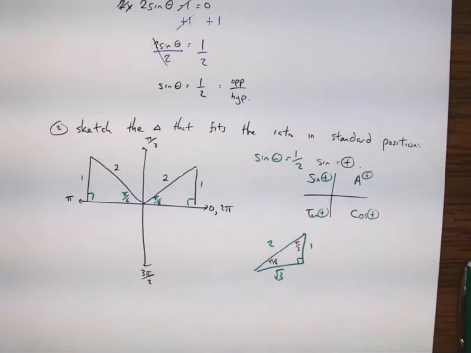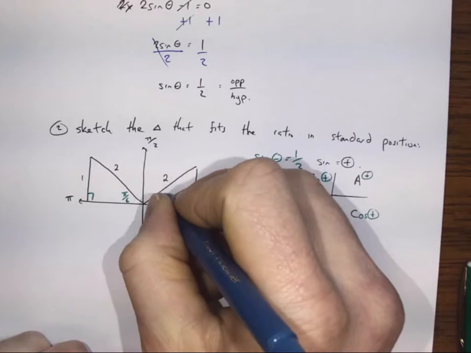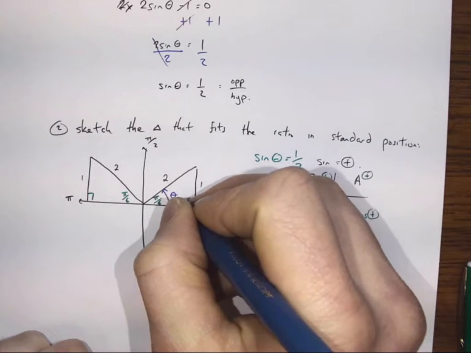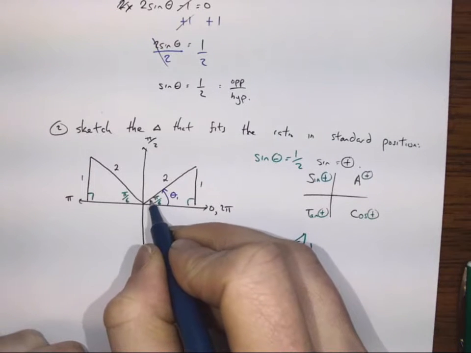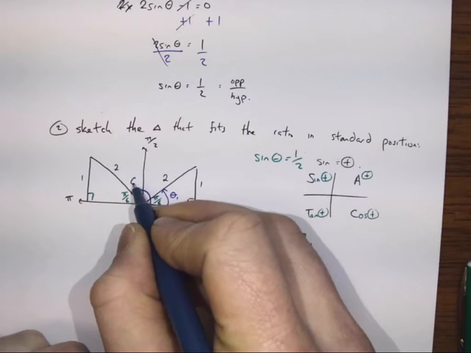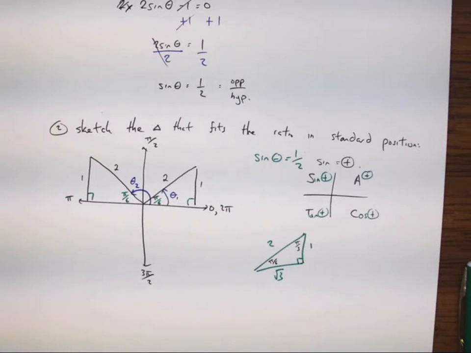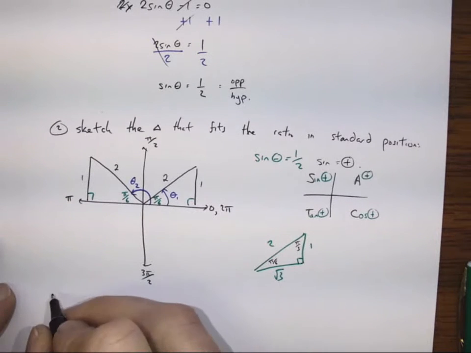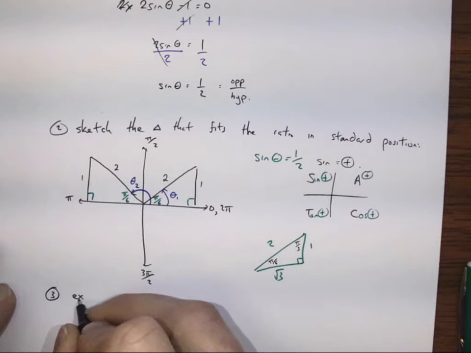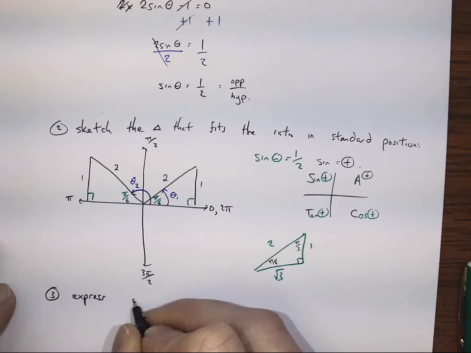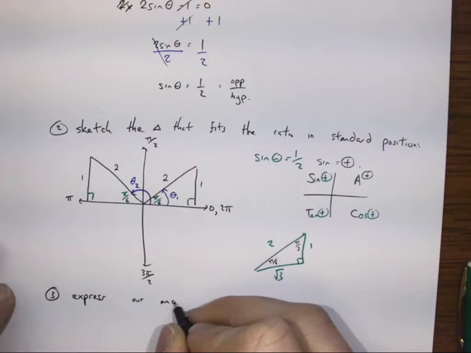All right, now where's my red pen? Okay, I'll use blue then, I guess. Okay, and so then we've got our two angles. Angle 1 terminates on this terminal arm, and angle 2 is going to terminate here. Okay, so step 3 is we're going to express our angles.